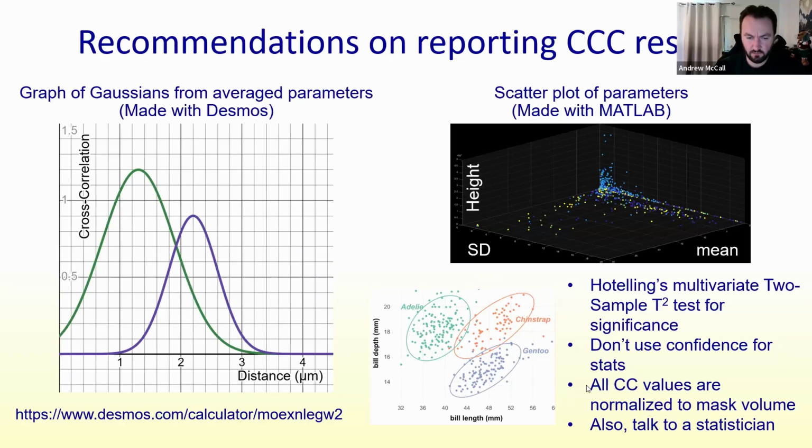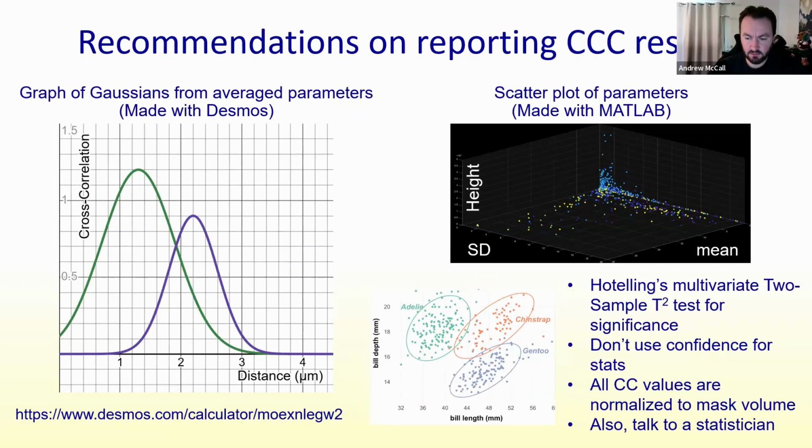Also on that note, all the cross-correlation values in the correlogram and in the reported values and the Gaussian height are all normalized to the mask volume. And this was done so that if you accidentally have cells that are twice the size, or if you accidentally have 2 cells that are touching when you put the mask in, or just doing it across an entire image with multiple cells, you will get normalized data to that mask volume.